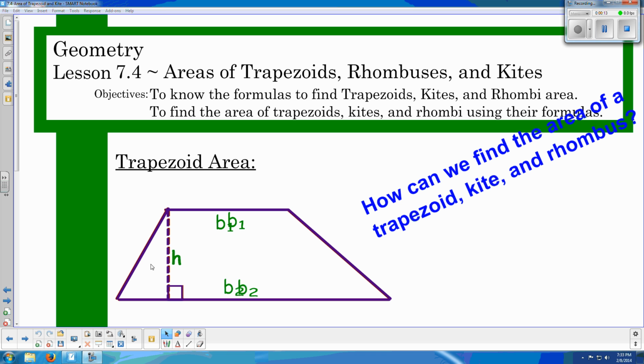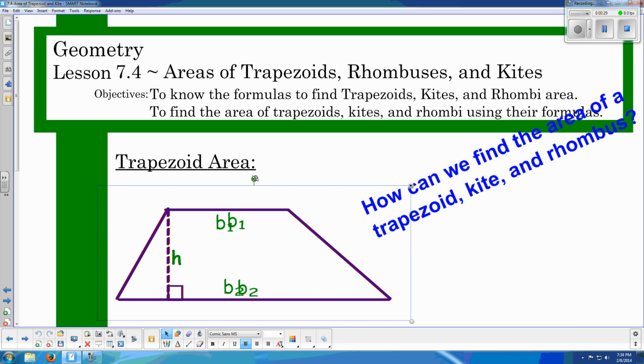And I want you to look at this trapezoid and you see the height and you see that we have base 1 and base 2. Now, notice that our height is the same as in a parallelogram. It's a right angle to our base and it goes straight up and down. Okay, now I want you to watch this.